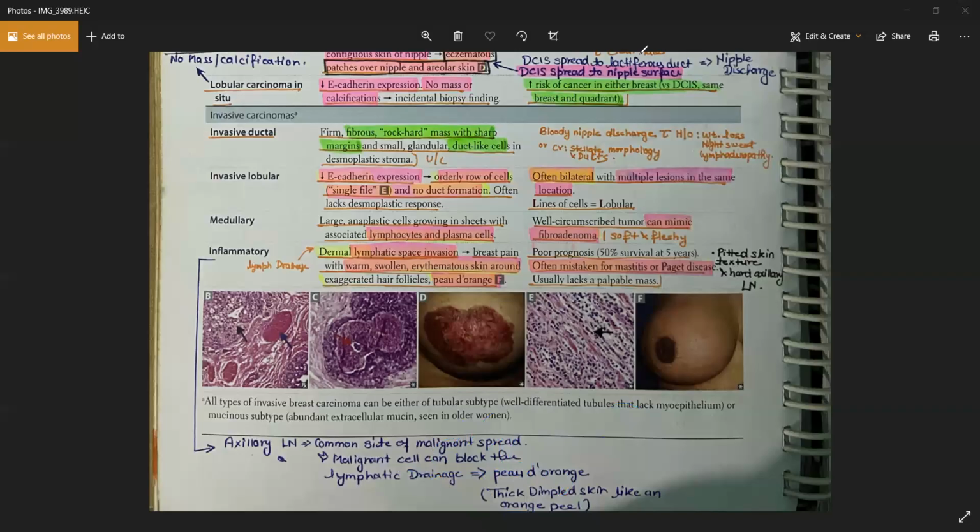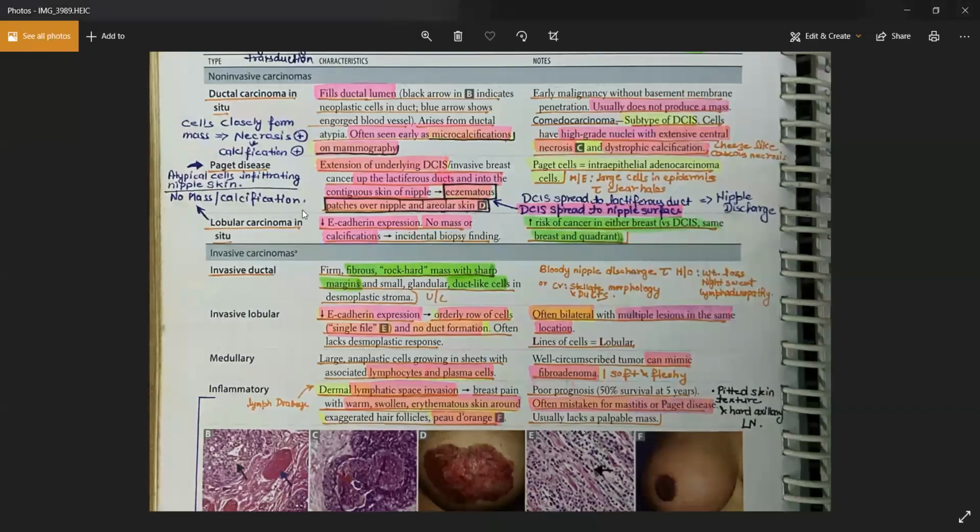Mammography will help. Okay, one thing. And any other lab thing you will do? Any tumor marker? S100, yes. You will perform the S100. If you have a S100 positive, that means it is a melanoma. If you have a S100 negative, that means it is a breast cancer.